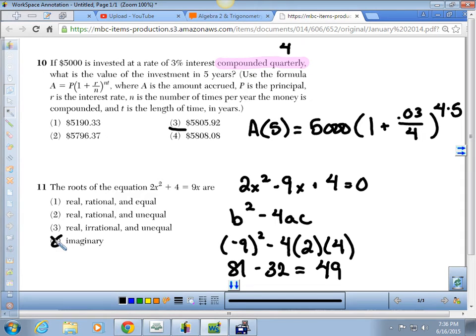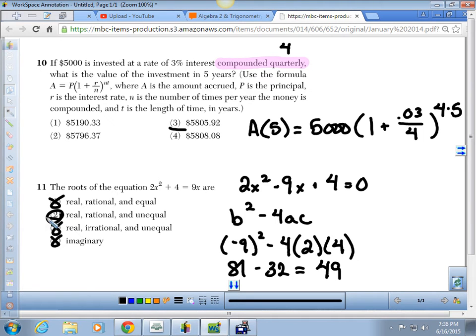Real, because it is positive. Yep. Rational or irrational? Because it's a perfect square. Equal or unequal? Unequal. Again, the only time they're equal is if it's 0. Yep. So we have real, rational, and unequal roots.